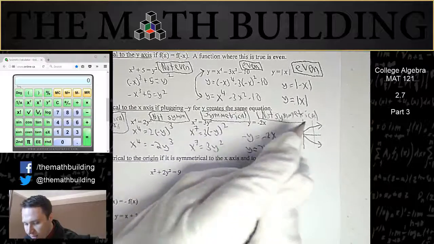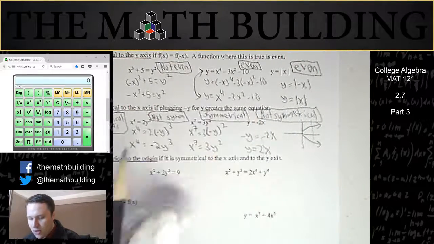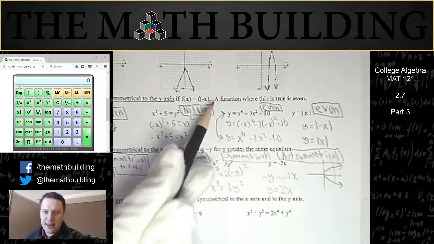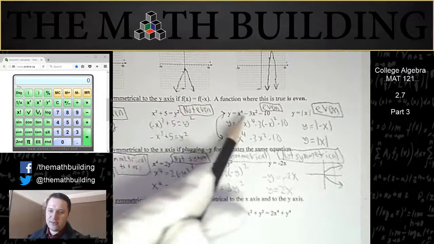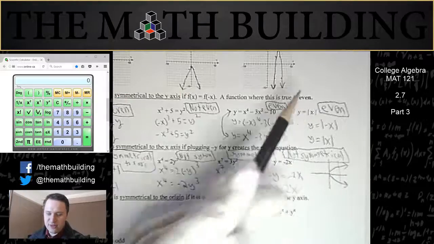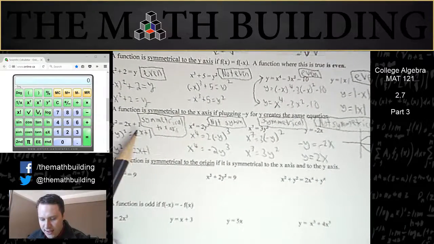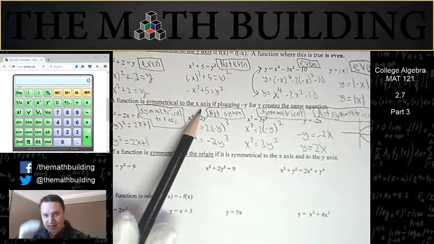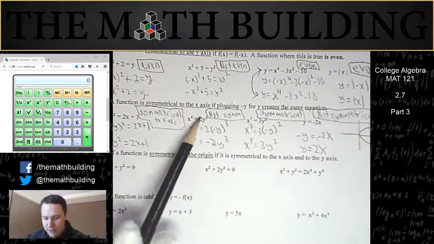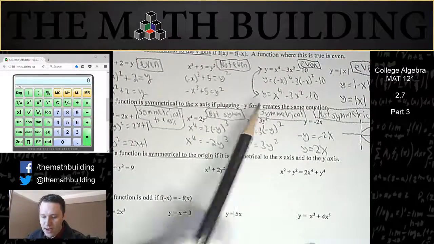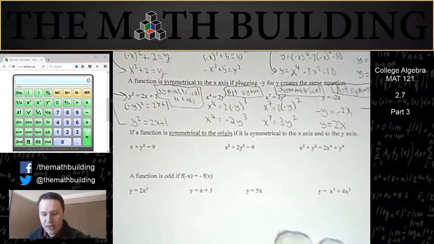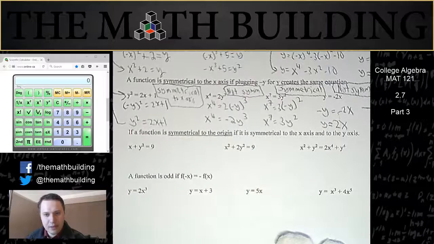So the way you tell if something is symmetrical to the y-axis is you plug in a negative x for x. That has a special name. If a function does that, it's called even. Otherwise, if we want to see if it's symmetrical to the x-axis, meaning the same on the top and the bottom, you replace y with negative y and see if it works out to be the same. This one's not as common.